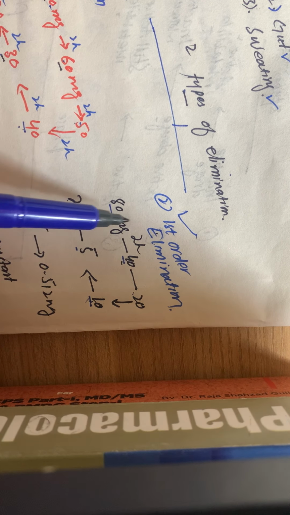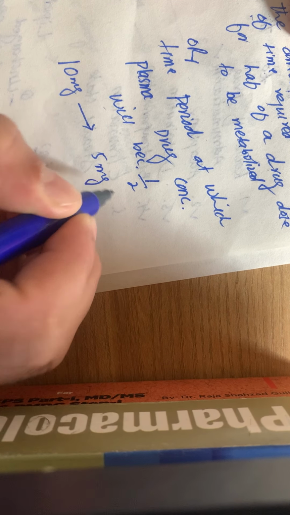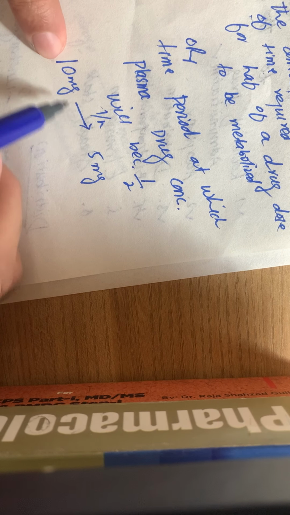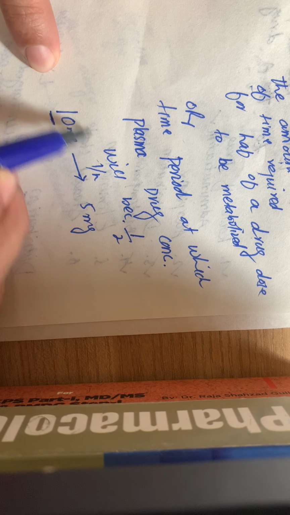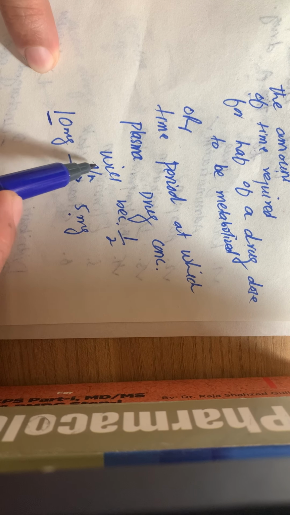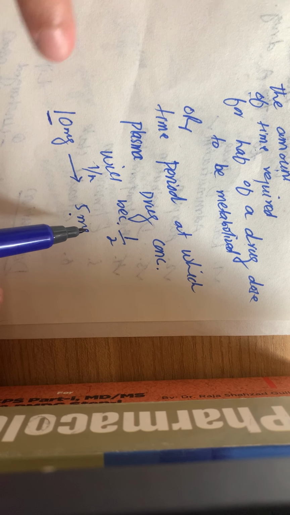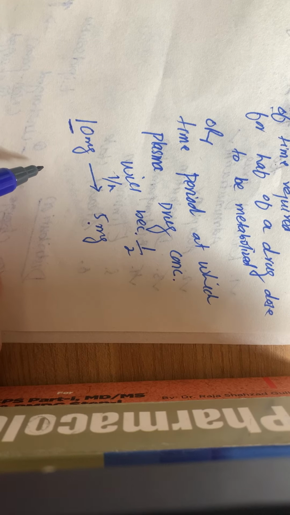For example, we have taken 10 mg of a drug, right, and this 10 mg becomes 5 mg. But the time at which the plasma drug concentration becomes half, the time it takes, for example, is 1 hour. So 1 hour is the half-life of this particular drug, because we have taken 10 mg, and this 10 mg became 5 mg, and the time at which it became 5 mg was 1 hour.